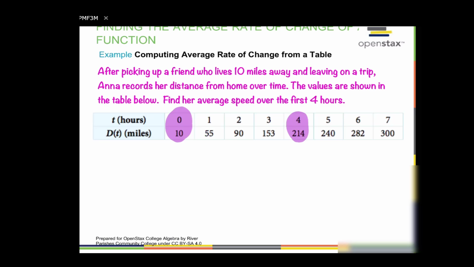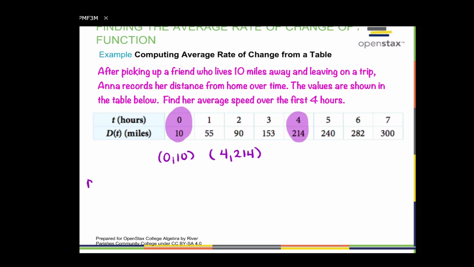So we have the point (0, 10) and the point (4, 214). At 0, at the beginning, she was 10 miles away. 4 hours later, she's 214 miles away. So we want to find the average rate of change.